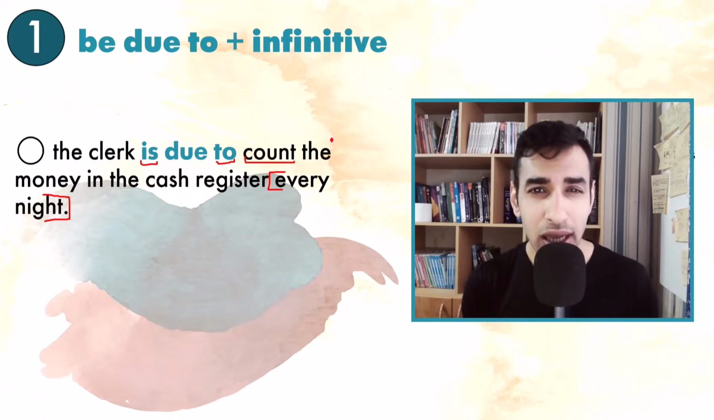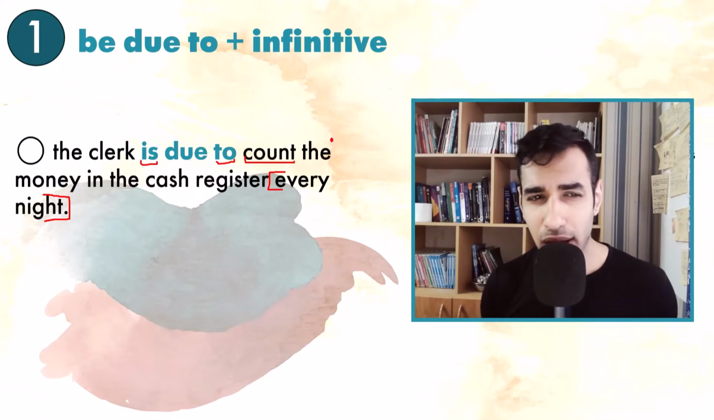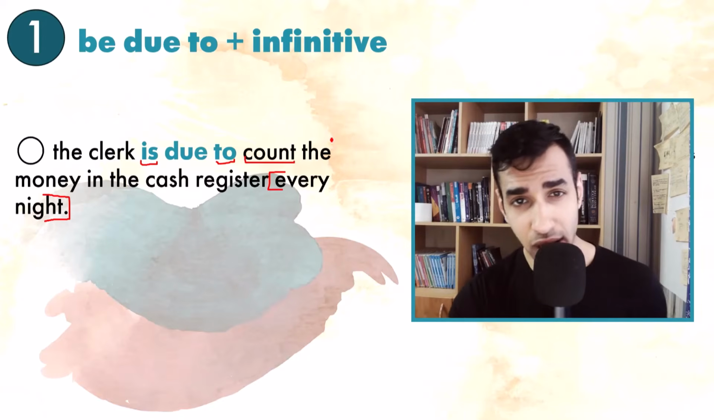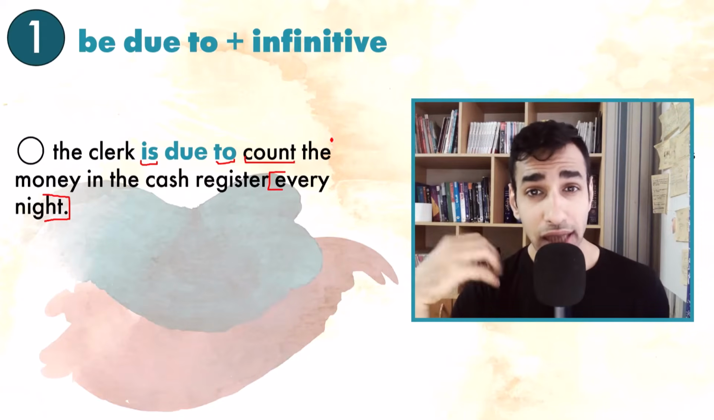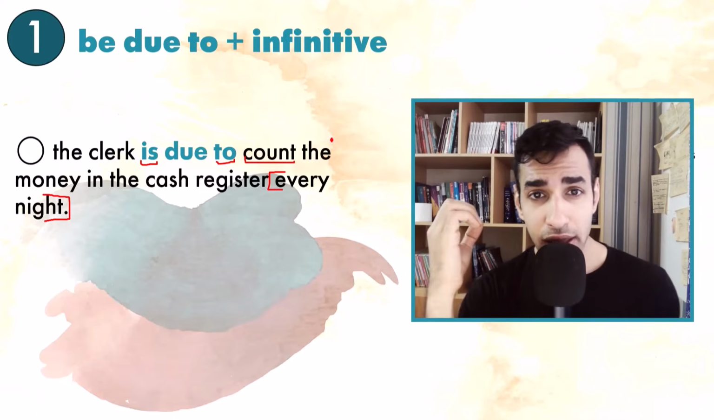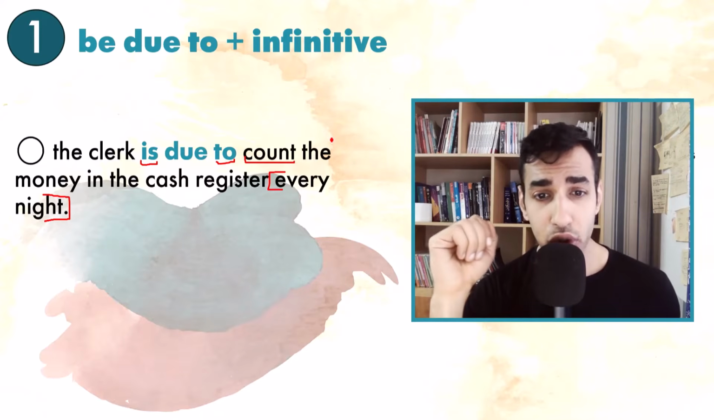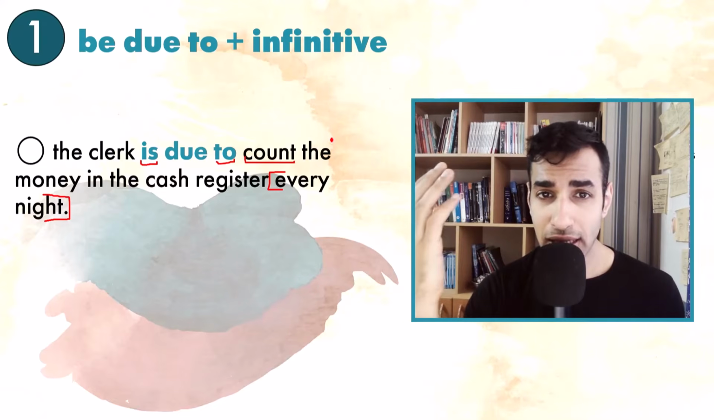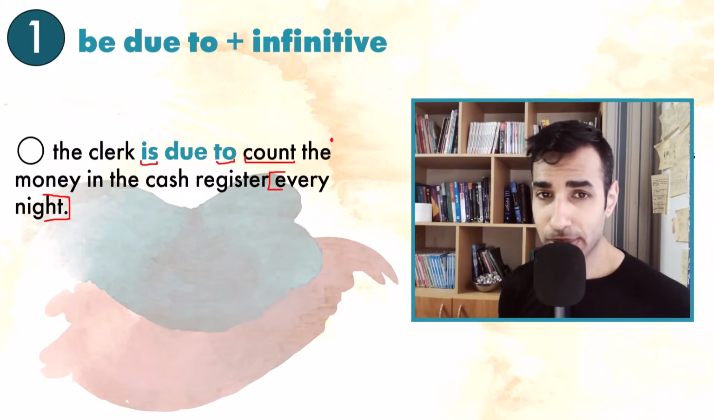Due to means being expected or being planned. The clerk is planned, somebody plans that the clerk should count the money every night, or the clerk is expected that he or she should count the money every night. So is due to means is expected to, or it is planned that she should.